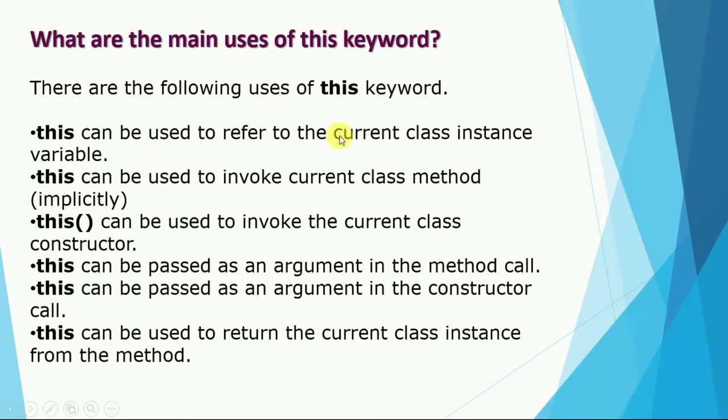So what is the main use of the this keyword? We already discussed the this keyword. So what is the actual use of this keyword? This can be used to refer to the current class instance variable, and this can be used to invoke the current class method. It can be used to invoke the current class constructor, and this can be passed as an argument in the method call. And this can be passed as an argument in the constructor call, and this can be used to return the current class instance from the method. But it always talks about the current class reference.